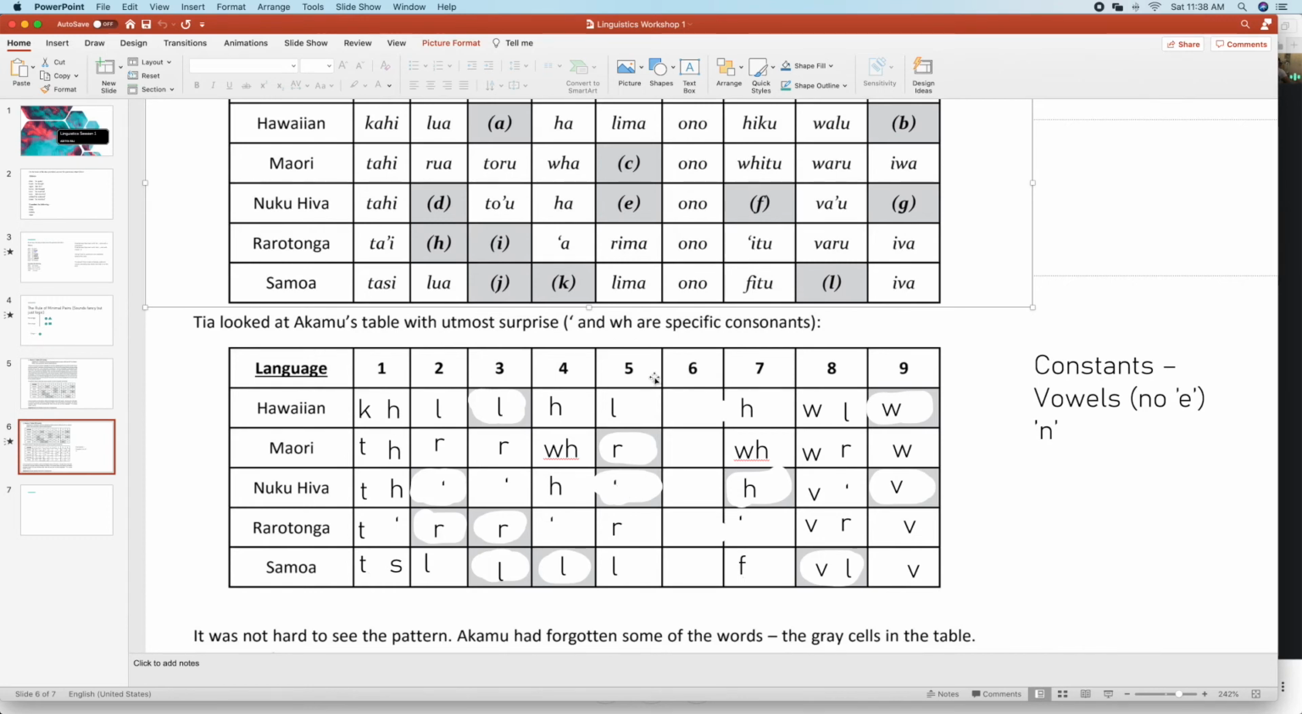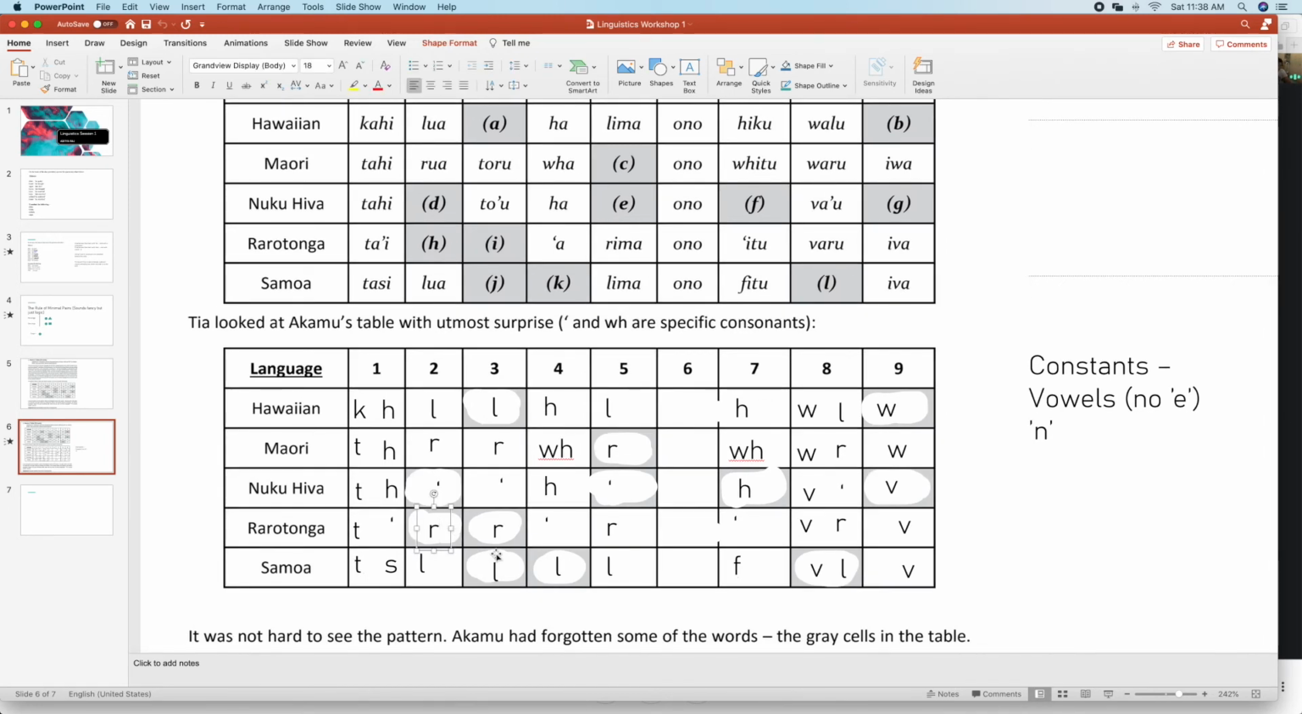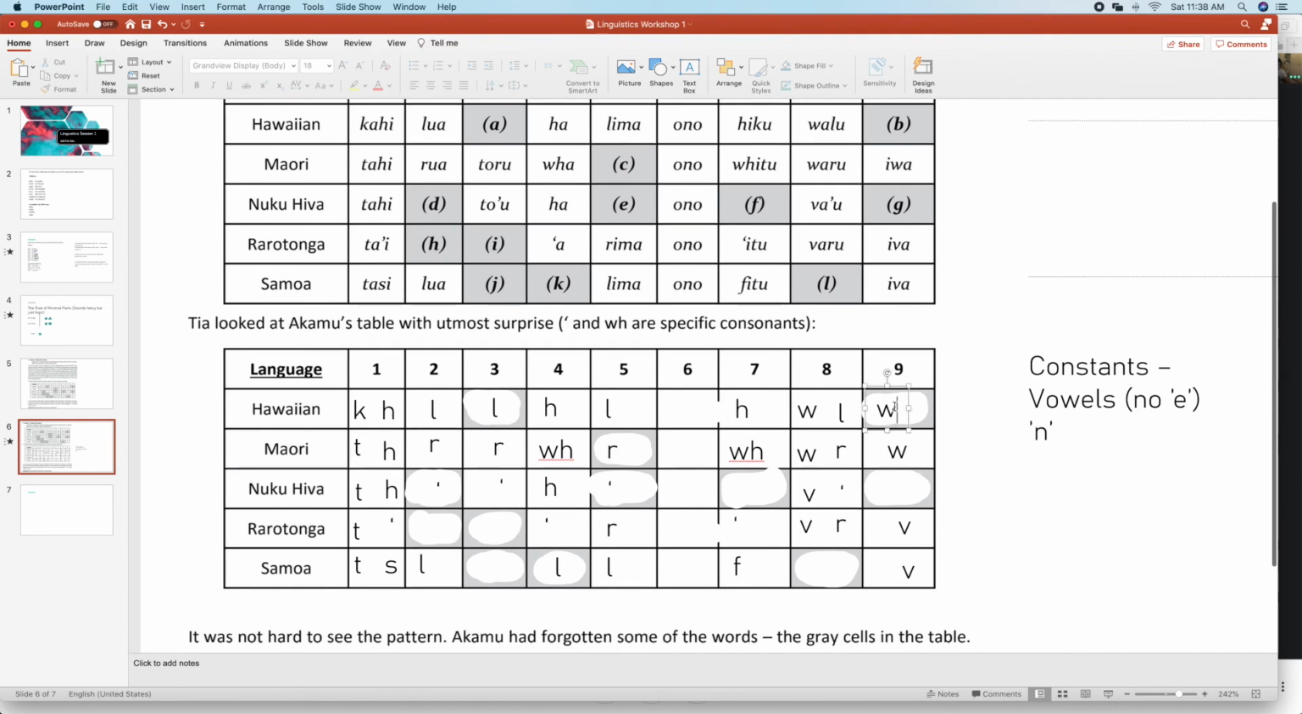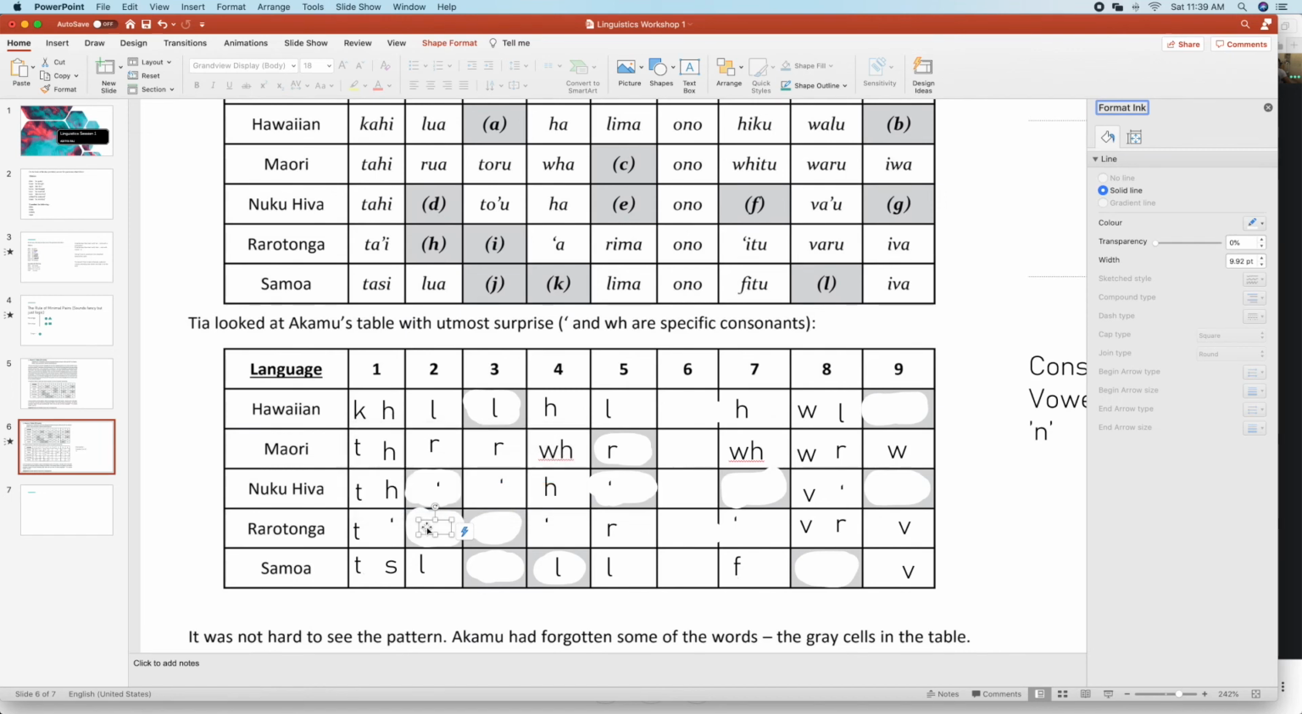Now, an interesting quirk of the language, like Hebrew had the quirk where female to male is more complex than male to female. This language has the quirk that there are many apostrophes. For example, an apostrophe in the Rarotonga language can be considered an S in Samoa or an F in Samoa. Have you guys seen that?